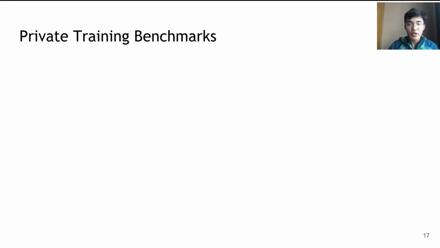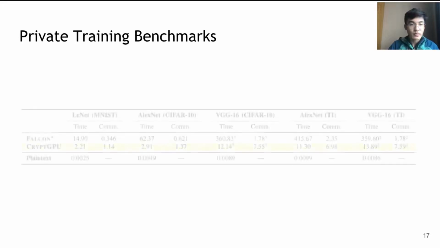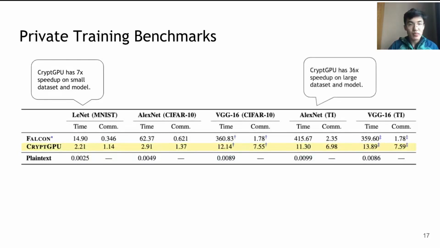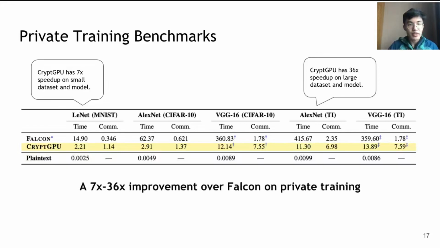In the case of private training, we compare with the state-of-the-art result Falcon. We found that on small datasets and models, CryptGPU has a 7x speedup. And on large datasets and models such as AlexNet on Tiny ImageNet, CryptGPU has a 36x speedup. Overall, we see a 7x to 36x improvement over Falcon on private training.